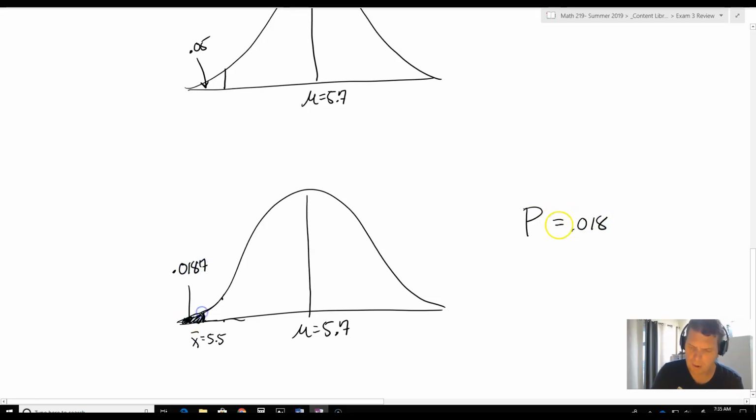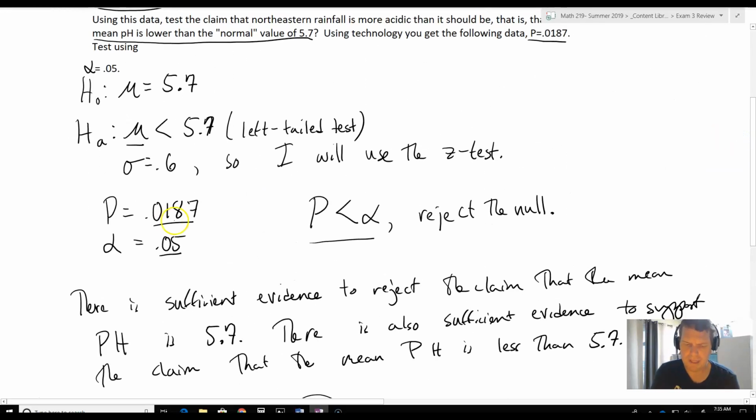So consequently, the probability of getting an x bar, or a sample of, in this case, 39 samplings of rainwater, to have a pH less than 5.5 would be 0.0187. So consequently, this size is smaller than that one, right? Okay. Those two, we look at them. This one's bigger. How do we tell that using the numbers? We're just going to go through and compare p and alpha. P is one of them, alpha is a different one. Since p is less than alpha, we'll reject the null. And that's it.